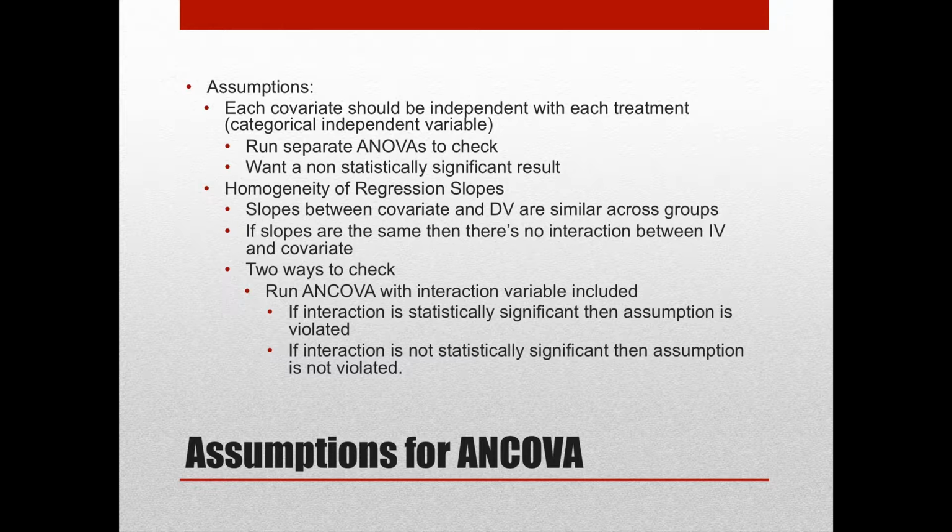There's another, homogeneity of regression slopes. We want slopes between the covariate and the dependent variable to be similar across groups. There's two ways to check this. You can run ANCOVA with an interaction variable included. We want the interaction variable to not be statistically significant. Or, well, I really don't go in necessarily wanting statistical significance or not, because it's going to be whatever it is. But the results are, if we have a not statistically significant result, then the assumption of homogeneity of regression slopes has not been violated, and it has been violated if the interaction is statistically significant.